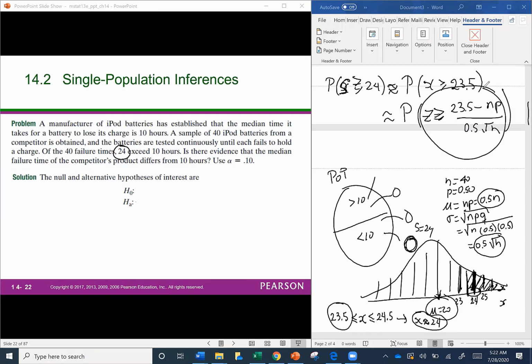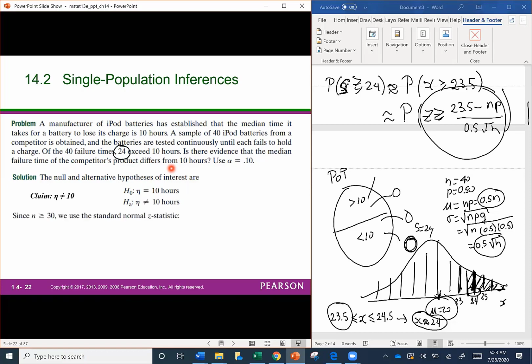That is the test statistic that we are going to use, a normal approach to binomial, because the table doesn't exist for this. Then our null hypothesis is that the median is equal to 10 hours, and the alternative is that the median is different, because that is the objective in this problem. Is there evidence that the median failure time of the comparator product differs? Then the alternative hypothesis is the median is different to 10 hours.